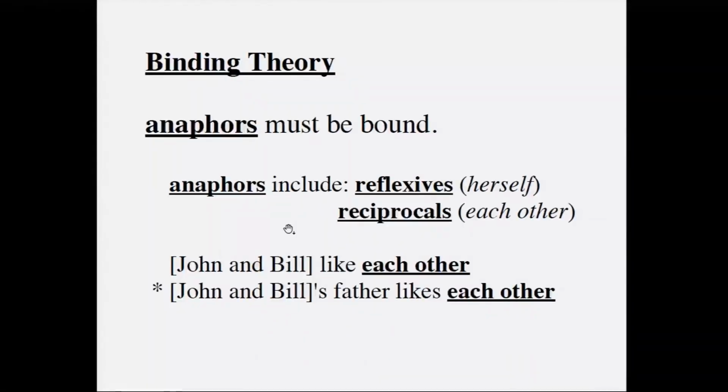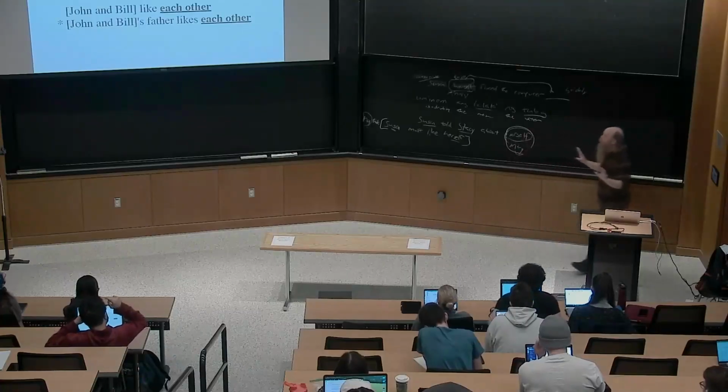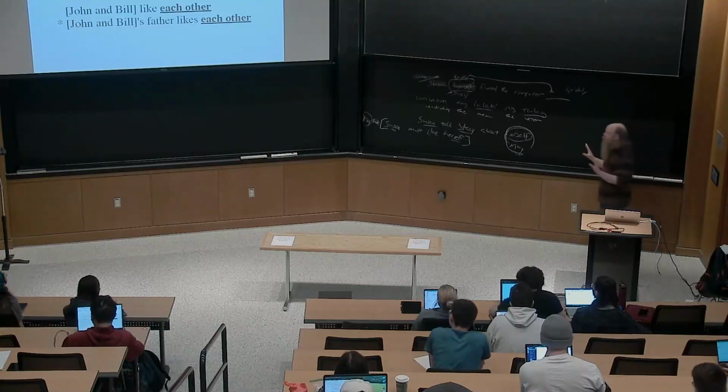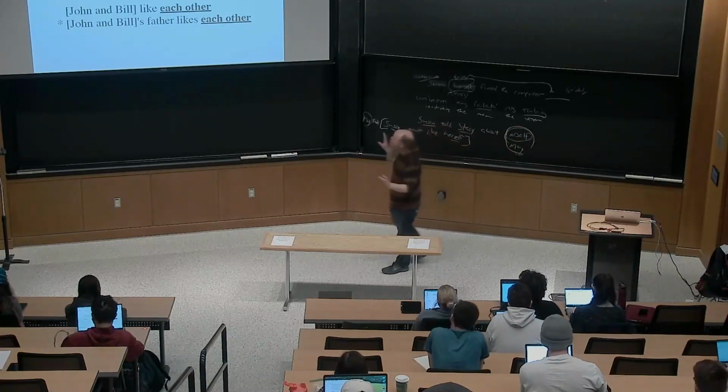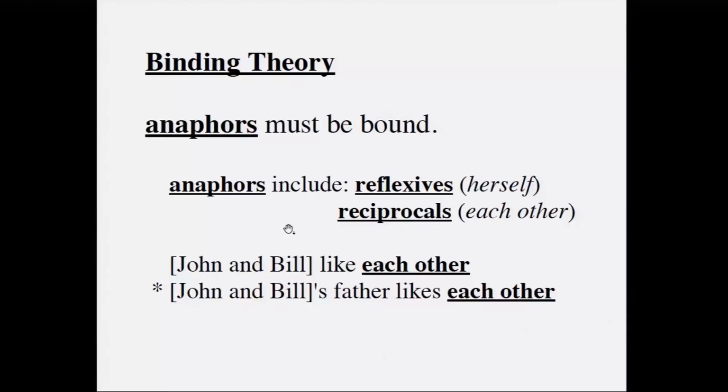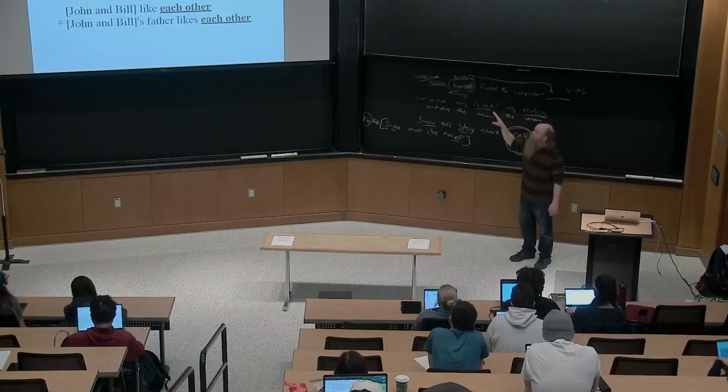There are two kinds of anaphors. There are reflexives, which are the ones we've been concentrating on, words like herself and himself. And then there are what are called reciprocals, which have the same behavior. They're words like each other. So John and Bill like each other. The meaning of each other is much more complicated than the meaning of themselves. But each other and themselves have the same behavior in that they are okay in sentences like John and Bill like each other, or themselves, and that they are both bad in John and Bill's father likes each other, or themselves. So each other and themselves are both anaphors, and they're both subject to this requirement that they be bound.